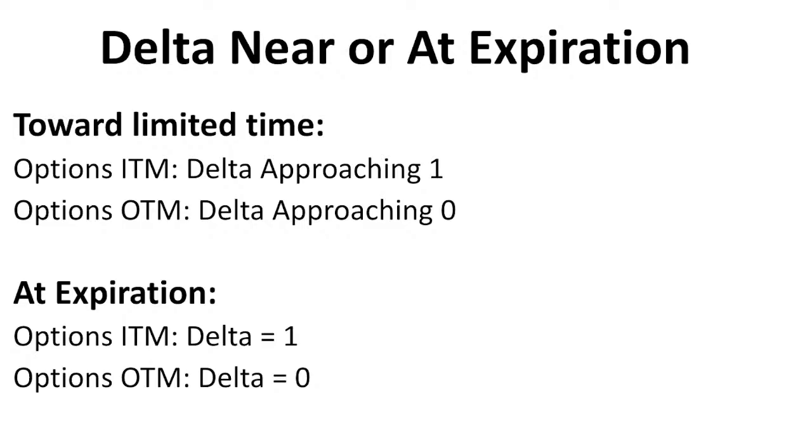So delta near or at expiration. So towards the limited time, the delta changes. The delta will become more binary, either 1 or 0. When it has a few minutes left, it will become either 1 or 0. At closing, it will be 0 or 1. That's all. There's no in between 0.5 delta, 0.3 delta at expiration, because it is already determined and expired. Either you are here or there. That's all.